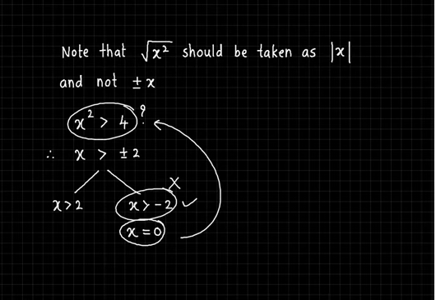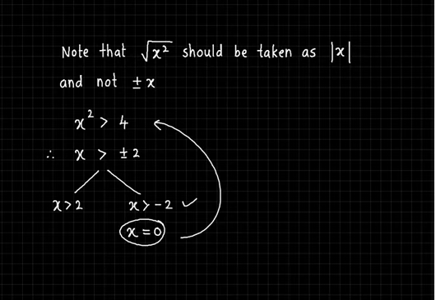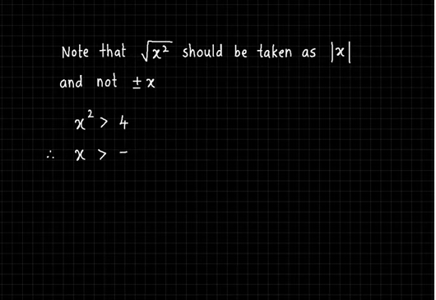So what is the correct way of writing the solution of this particular inequality? While taking the square root, what we say is mod of x has to be greater than 2. So we are taking the square roots on both sides, but while taking the square root of x square, we write it as mod x.